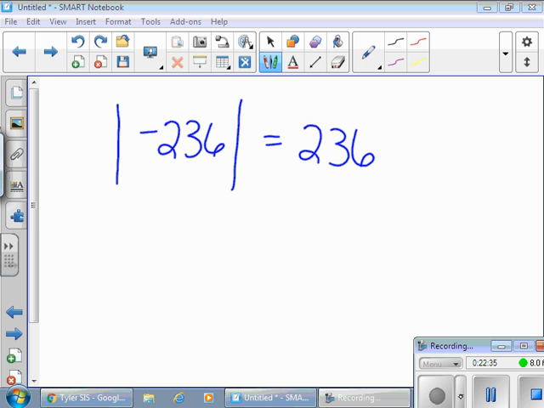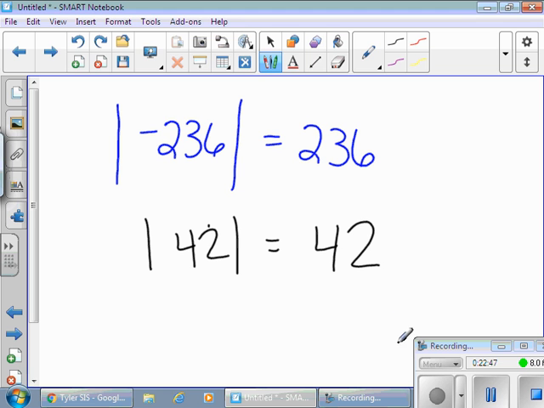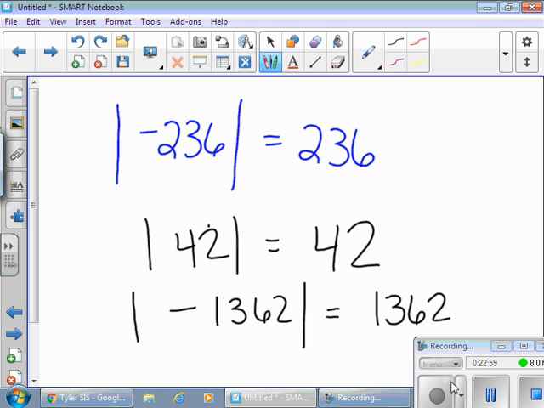The absolute value of -236 is going to be 236. What's the absolute value of 42 going to be? 42. What's the absolute value of -1,362? 1,362. Okay? You drop the negative because it is only asking me how many units away from 0 am I. It doesn't ask if it's to the left.